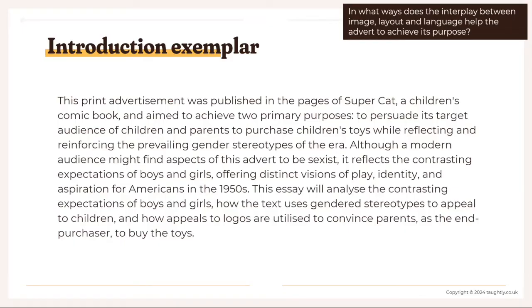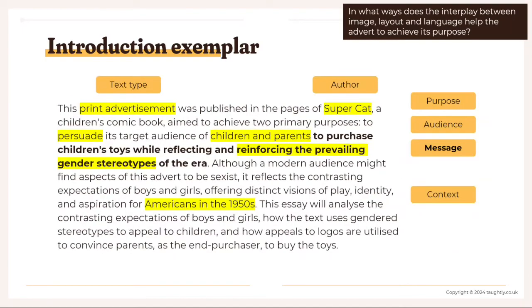So what makes this such a good introduction? Well, firstly, we are outlining TEEP CALM. So we have identified the text type as a print advertisement, the author as the comic book Supercat. Remember, it's fine if the author isn't a person's name, it might be a company. We have identified the purpose, which is incredibly important because the guiding question asks to achieve its purpose. But we've also identified two purposes, which is a higher level thing to do, to recognise that a text can be simultaneously doing two things at once.